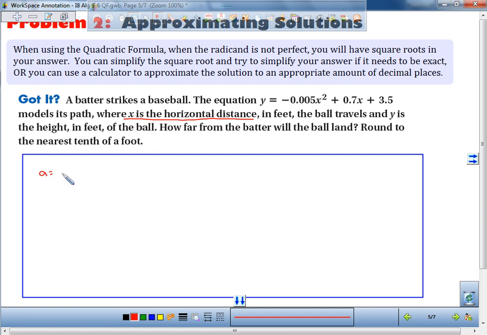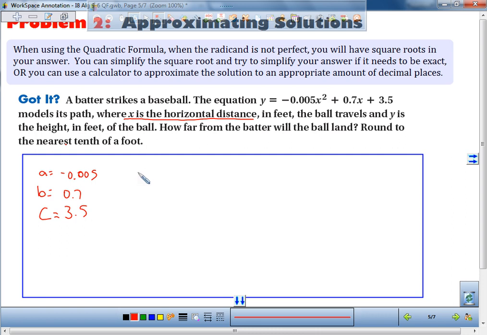So a is going to be negative 0.005. I always like to write down what a, b, and c are, just so I have it there and I can find it easily. And b is going to be 0.7. And c is 3.5.